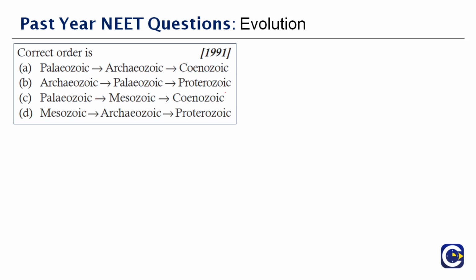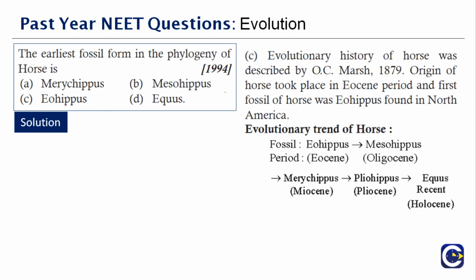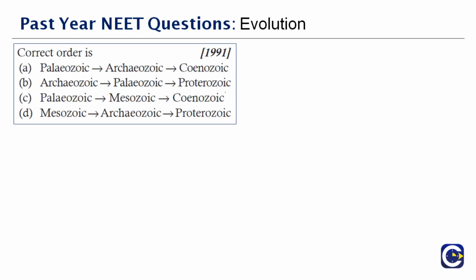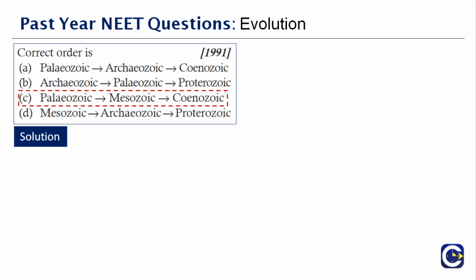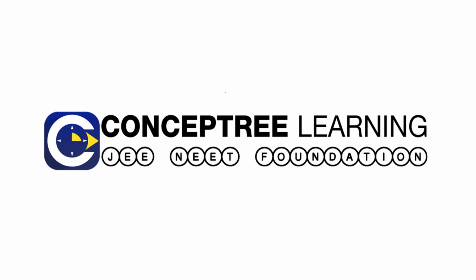Next question here. Correct order is dash. So we just now saw in the earlier question, right? This order can be just considered here. So what is the right order? It is Paleozoic, Mesozoic and Cenozoic. Okay, so this is the right order.